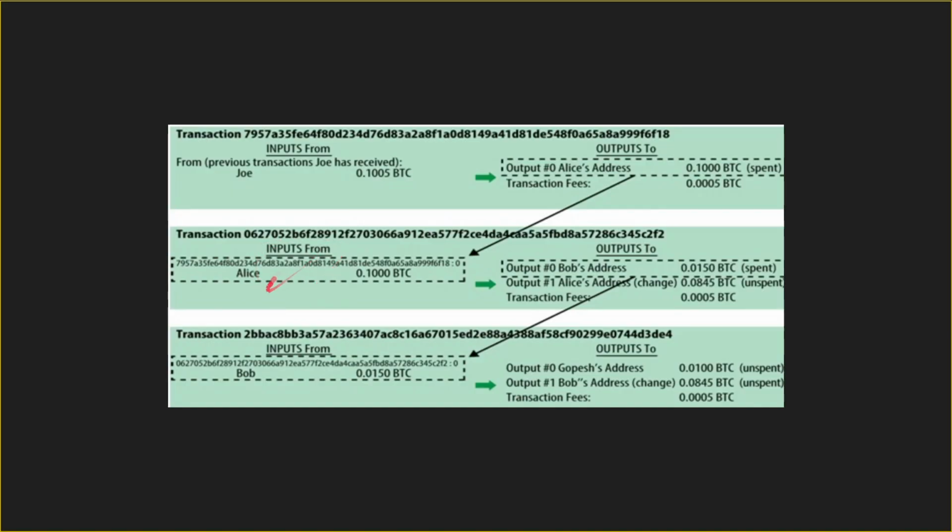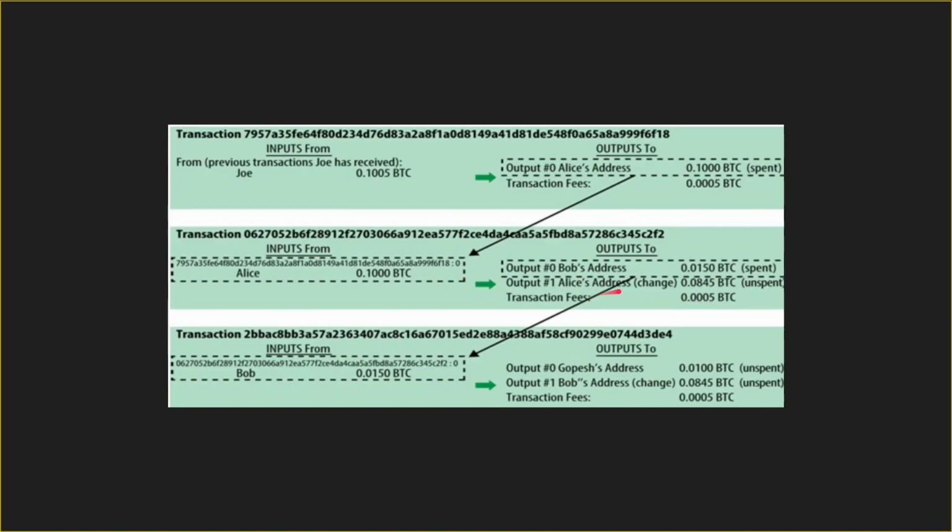And then from there, that money is sent to Alice, right? That's the input. She's receiving it. And maybe she's sending a certain amount to Bob. So she's sending 0.015 Bitcoin. But then she has 0.0845 Bitcoin unspent. And then the transaction fees would be 0.005.